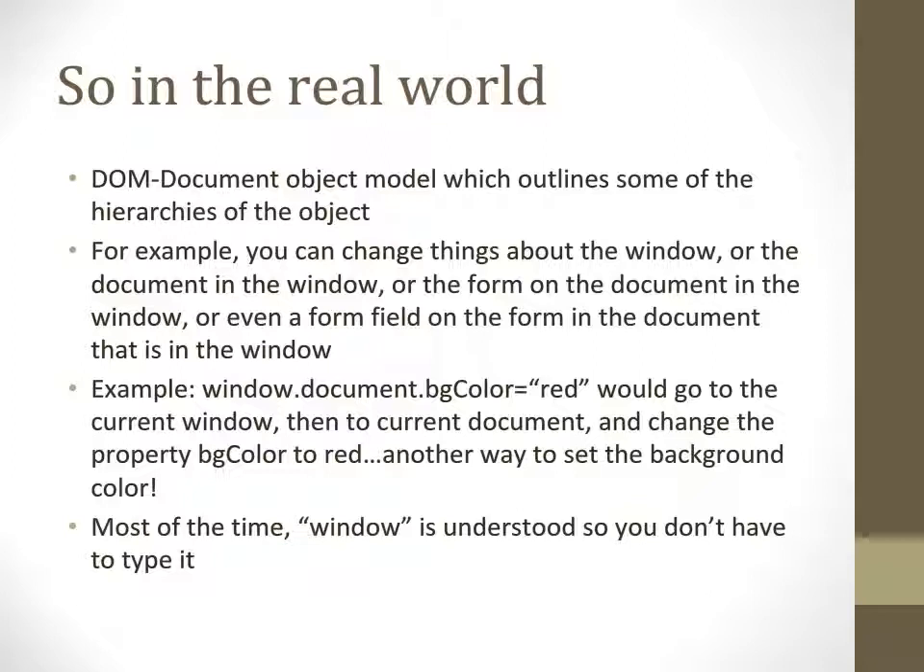So for example, if I wanted to change the background color of the document to red, I would write the statement window.document.bgColor equals red. And what that does is I'm telling the browser to go to the window. Inside that window you're going to find the document, the current document that's loaded, and I want you to change a property of the document, in this case bgColor, and set it equal to a value of red. This is a long-winded way of changing the background color. We've already done it with HTML and CSS. This is just another way to do it.